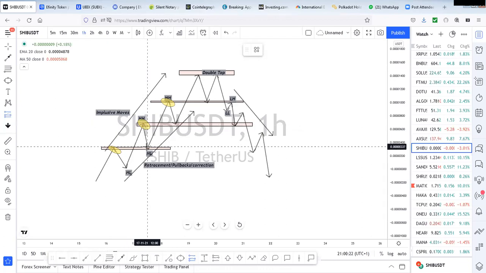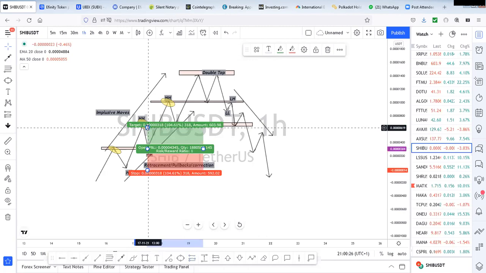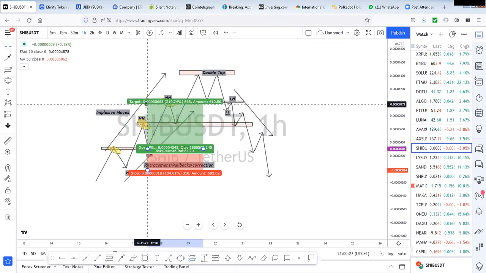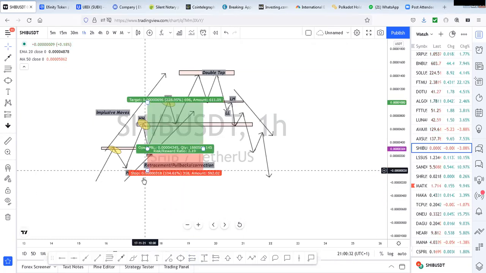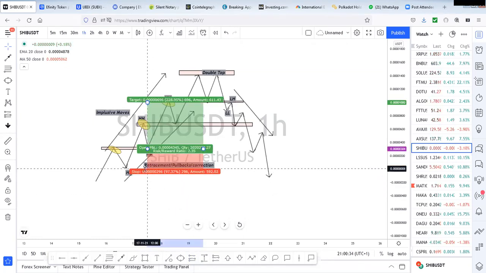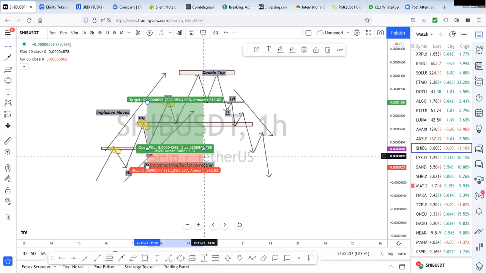You understand? So it's better you make your entries at the higher lows, and take profit at the higher highs. You understand? Take profit at the higher highs.